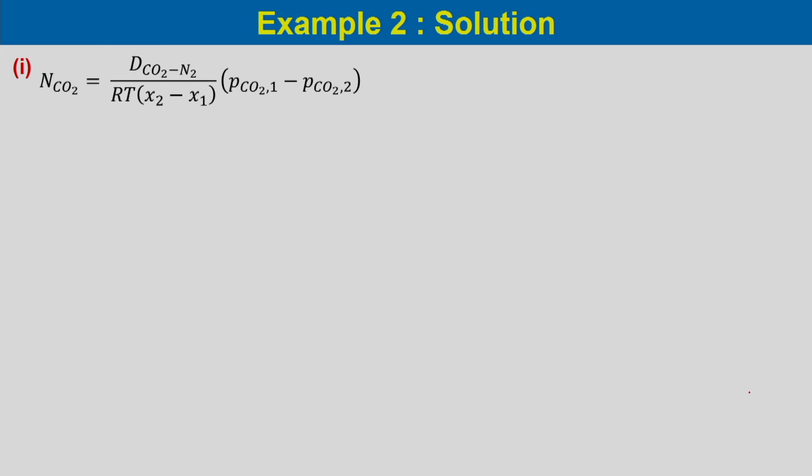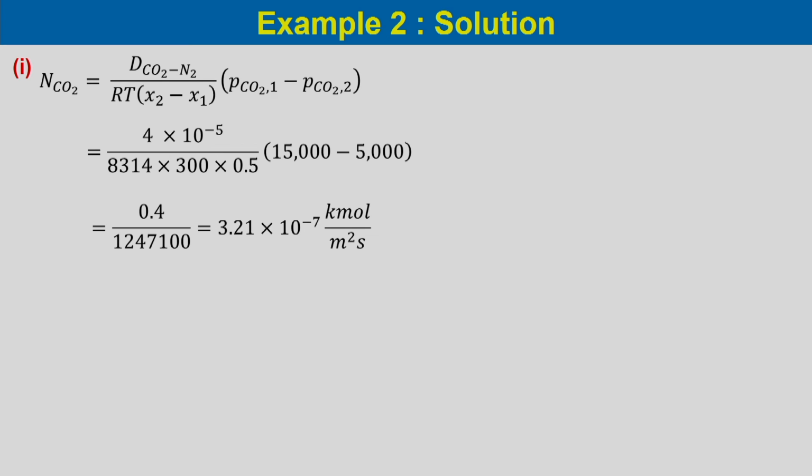So, N_CO2, if we substitute these parameters, we will get 4 into 10 to the power minus 5 divided by 8314 into 300 into 0.5, into the partial pressure difference 15,000 minus 5,000. So, it will lead to 3.21 into 10 to the power minus 7 kilomole per meter square second.